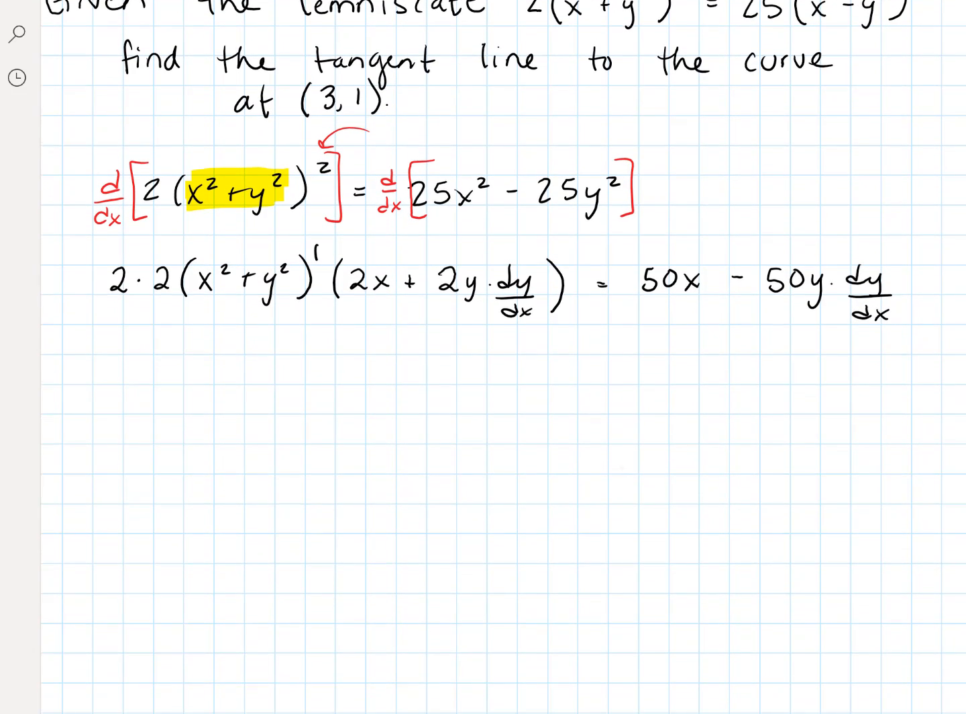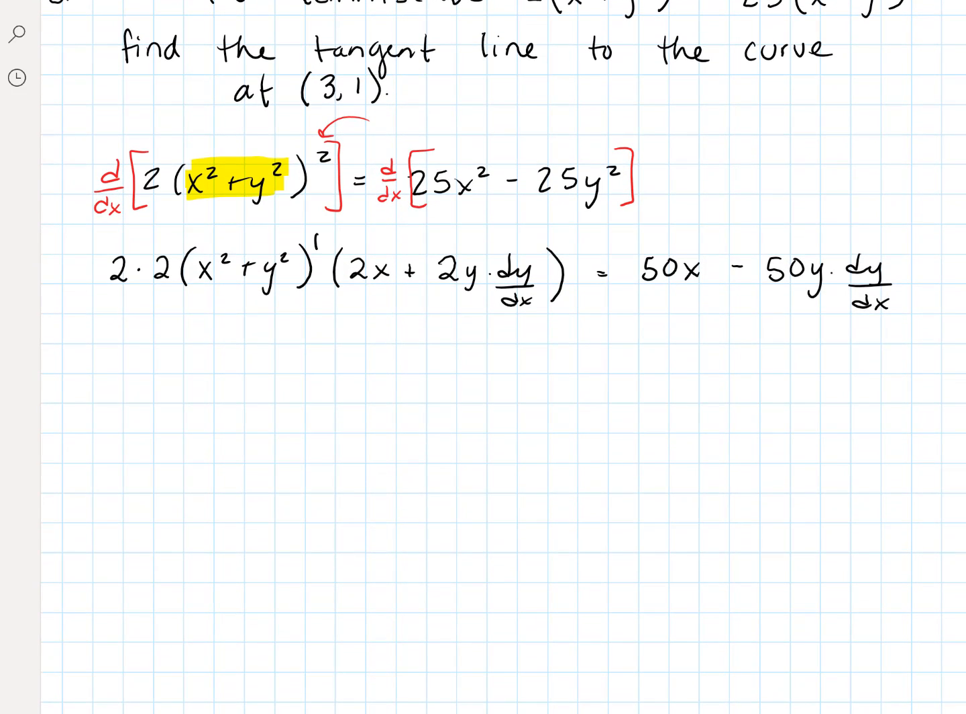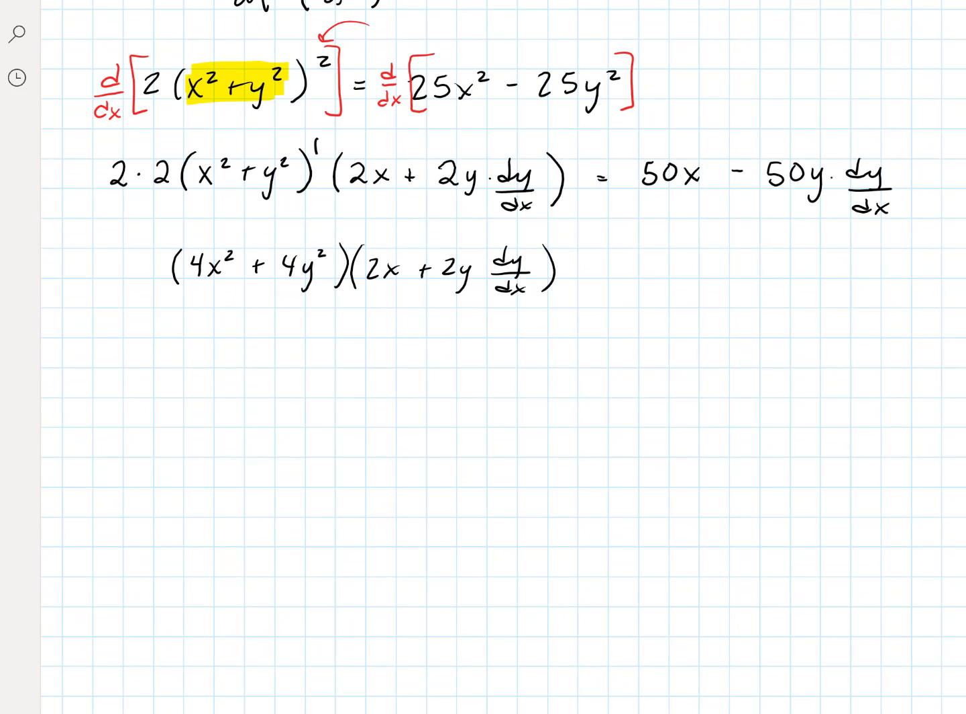Now I'm going to continue to simplify this out a little bit. I see that 4 right there, and I'm going to go ahead and distribute it within the x squared plus y squared, just because I need to get this simplified. So 4x squared plus 4y squared times 2x plus 2y dy/dx. We'll go ahead and expand that out. I'm going to leave the other side for just a second, and then I'll carry it down.